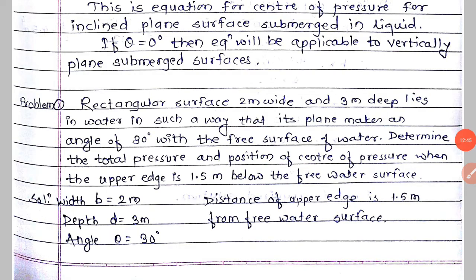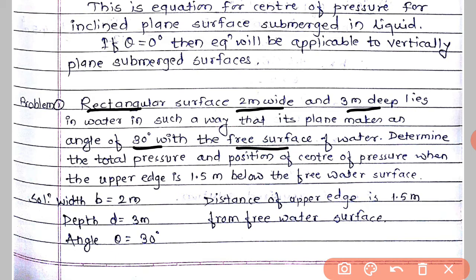Now we are going to see a numerical for an inclined plane surface submerged in liquid. A problem on a rectangle is given. A rectangular surface 2 meter wide and 3 meter deep lies in water in such a way that its plane makes an angle of 30 degree with the free surface of the water. Determine total pressure and position of center of pressure. Total pressure is capital F and position of center of pressure is S star, when the upper edge of the rectangle is 1.5 meter below the free water surface.